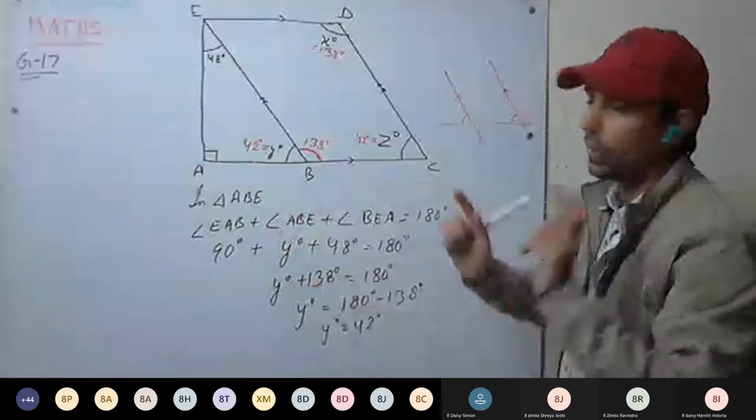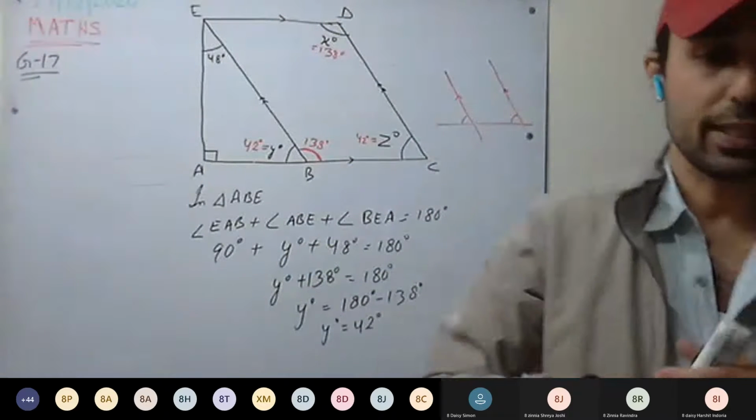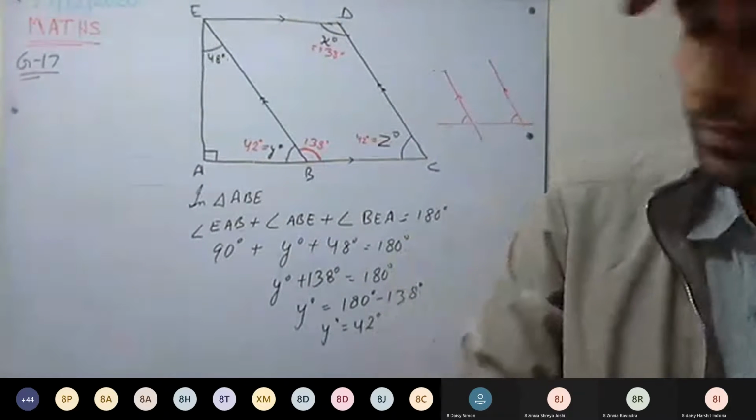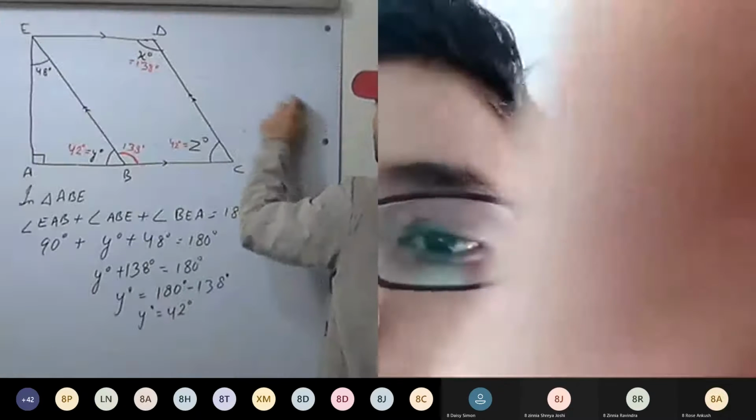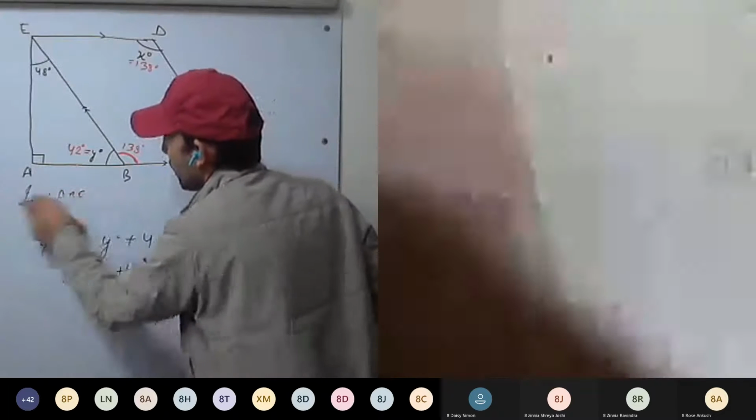Okay, so solve it for 1 minute. Solve it for 1 minute, then we move to next question. Okay. Is it correct or not?